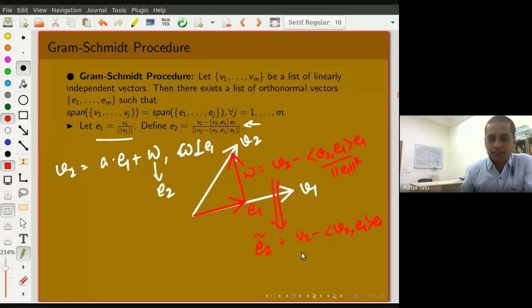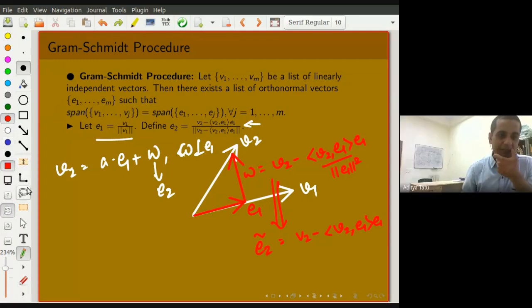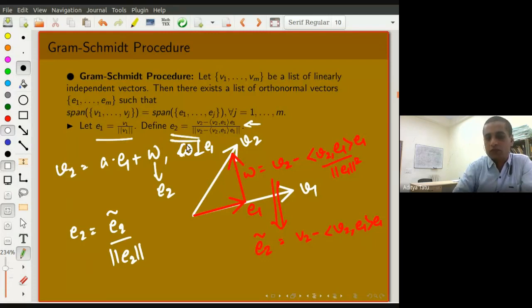From this vector, what should my E2 be? Divided by norm. Exactly. All I want to do is ensure that E2 is a unit vector. It is already orthogonal to E1. So this is E2, which I hope you can see is exactly this.